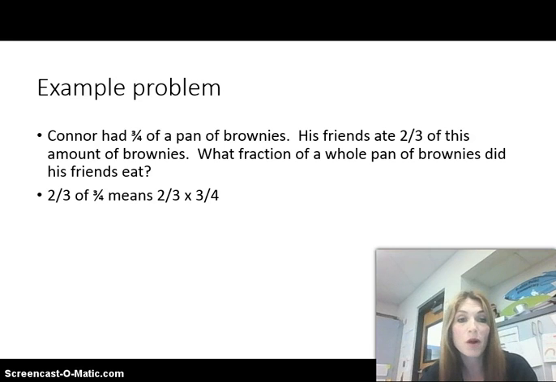So if we were going to write this problem out, we would write 2/3 of 3/4. That's how much his friends ate. Anytime we have "of" in a fraction problem, that means multiply. So 2/3 of 3/4 means 2/3 times 3/4.